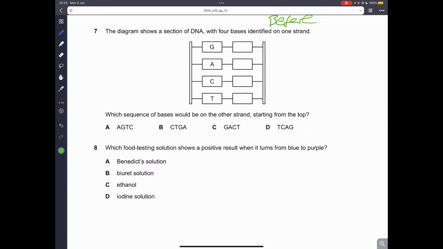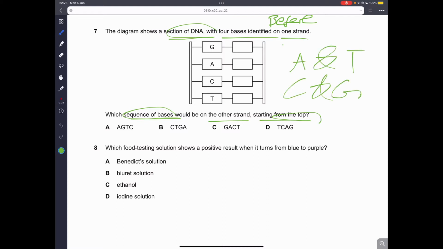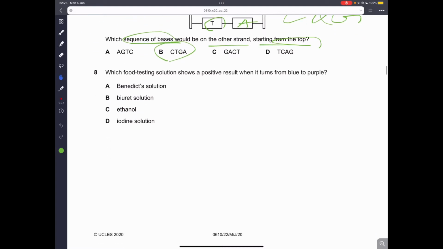Question number 7. The diagram shows a section of DNA with 4 bases identified on one strand. Which sequence of bases would be on the other strand? So remember, A and T always pair up, C and G always pair up. So this G is going to pair up with C, T is going to pair up with A, C is going to pair up with G, and T is going to pair up with A. So the strand would be CTGA, and B is the correct answer.